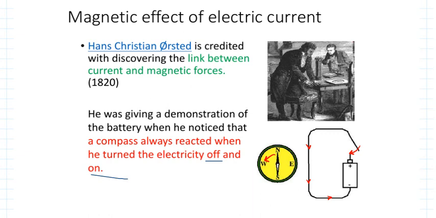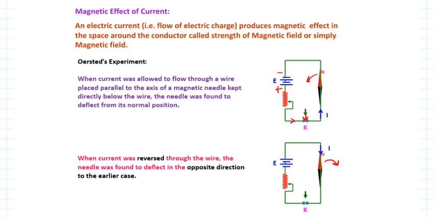So let's observe this in the proper experiment. Here you can see the arrangement: the compass needle is placed just below the wire, and when we close the switch, the current will start passing through the wire in this way. As soon as the current passes through the wire, the compass needle will deflect something like this towards the left.